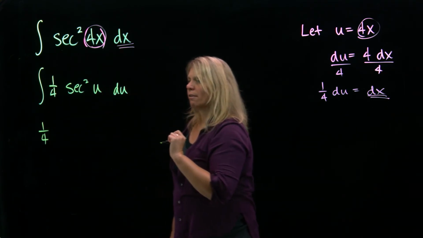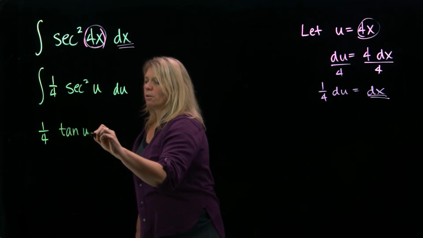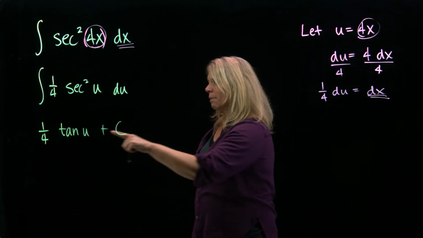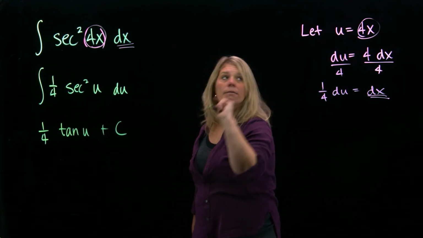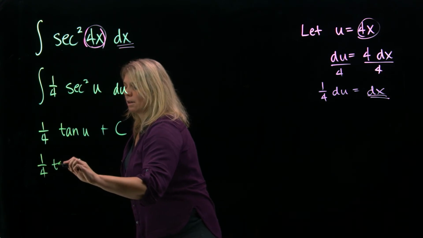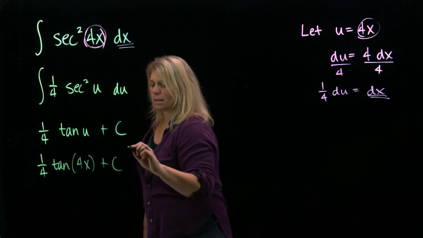The antiderivative of secant squared of u is tangent of u. And don't forget your plus c. And then one more step here at the end, just back substitute in place of the u, what u equals. So 1/4 tangent of 4x plus c.